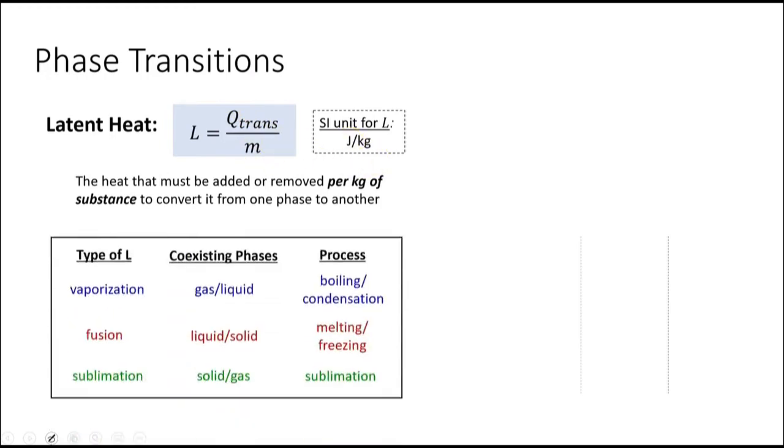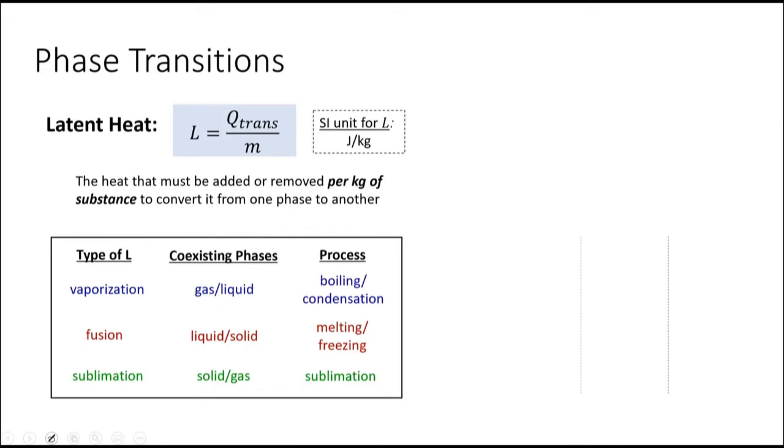So this is the type of thing that you will look up in a table, and there are 3 different types of latent heat for every substance. If we're talking about a transition between a liquid and a gas phase, then we call it the latent heat of vaporization. This corresponds to boiling or condensation, so you'll want to look in a table for the latent heat of vaporization.